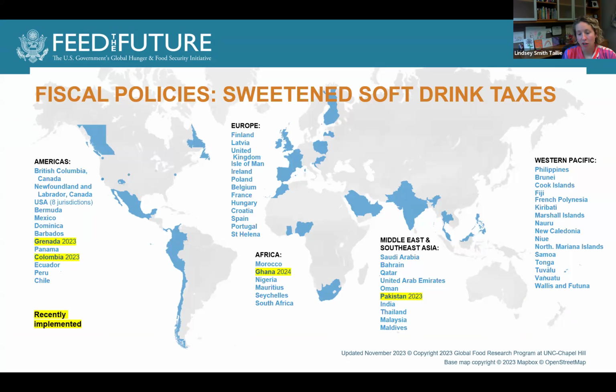Now, I touched upon the need to make sure healthy foods are affordable. Another really common policy approach are fiscal policies on sugary drinks, right? So these are sugary drinks taxes. These have all been implemented since 2014. Mexico is the first country to implement a national sugary drinks tax. Now we see that there are more than 60 countries across the globe that have taxes on sugary drinks.